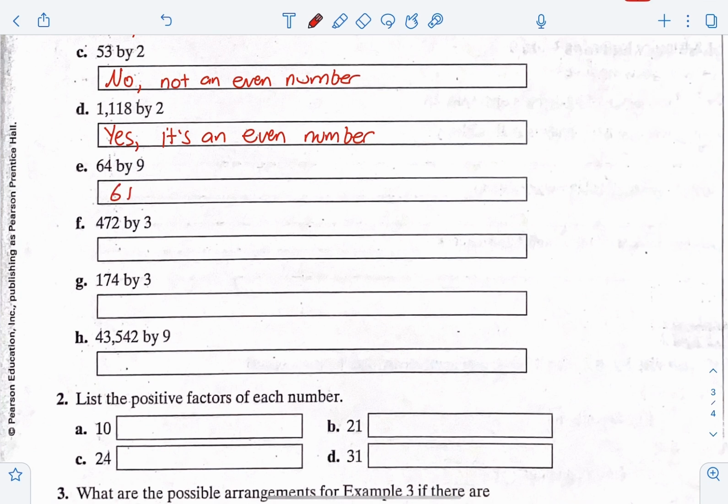Okay, so we're going to do 64 by 9. So 6 plus 4 equals 10. Is 10 divisible by 9? No. So you can say digits not divisible by 9.